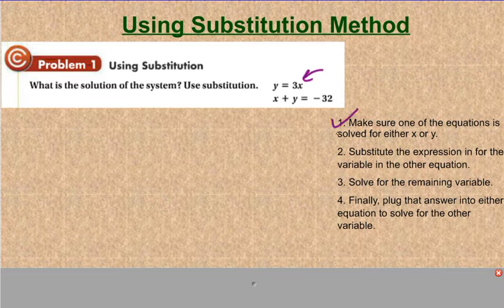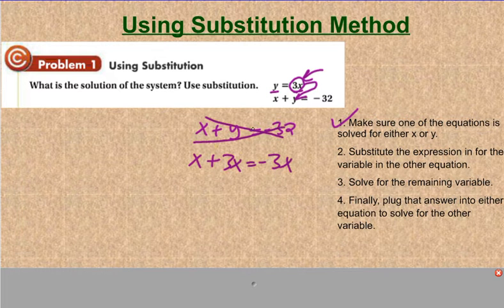Step 1. Substitute the expression for the variable in the other equation. Now, picture this. y equals 3x. That means wherever you have y, that could also be 3x, and wherever you have 3x, you could also plug in y. So instead of y in the second equation, we're going to put 3x, because y is equal to 3x. So step 2, we're going to do x plus 3x equals negative 32. This is where we're substituting.